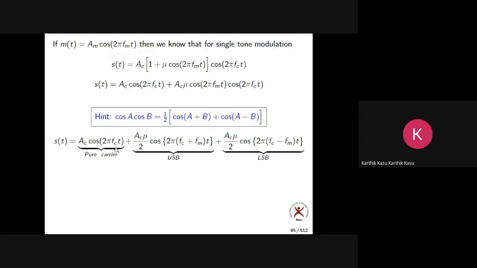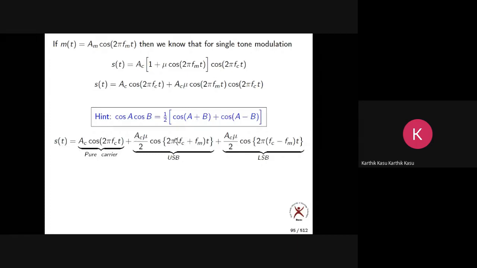Now this is a pure carrier. This is the upper side band, with a single frequency. What is that? fc plus fm. This is the lower side band, with frequency fc minus fm. Now this is what we get as s of t.